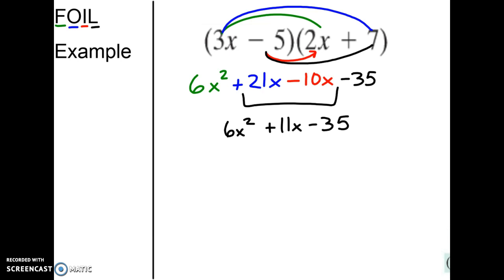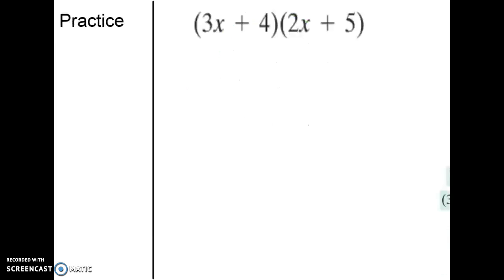So I want you to use that method on our next problem to practice on: 3x plus 4 times 2x plus 5.